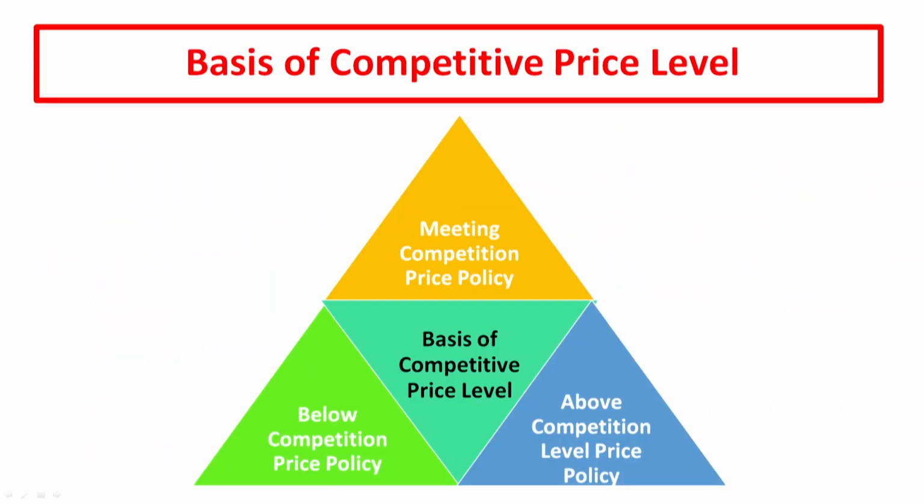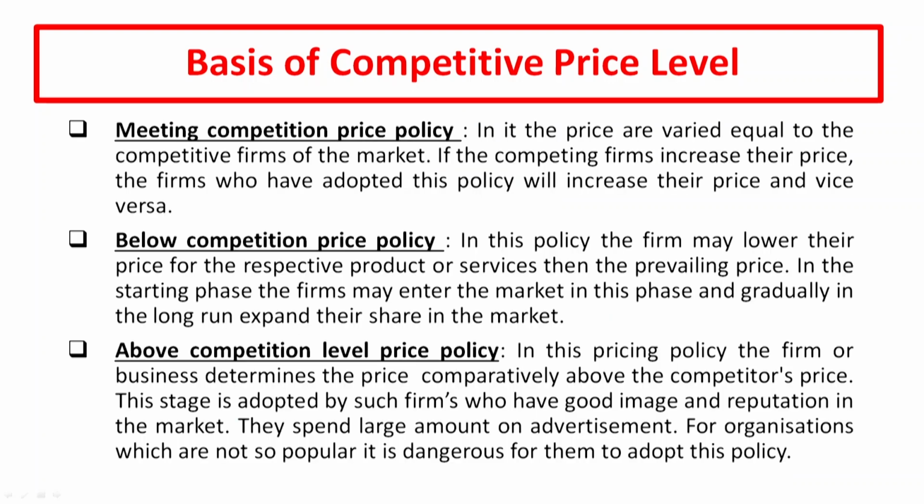Moving ahead, the second point is on the basis of competitive price level. As you are able to see, there are 3 distinctions: meeting competition price policy, above competition price policy, and below competition price policy. In this point, we will take up the competition factor, and on that basis, we will try to figure out the prices. The first one is meeting competition price level. In it, the prices are varied equal to the competitive firm in the market, which means whatever changes are made by the competitive firm are adopted by the other firm.